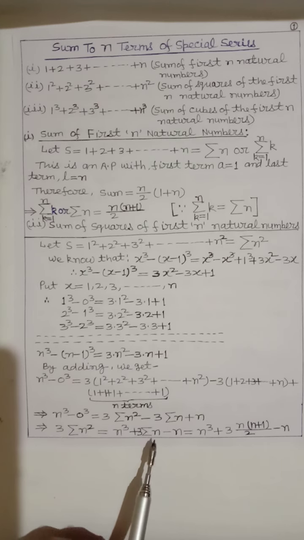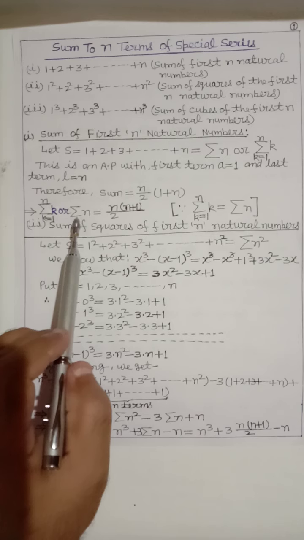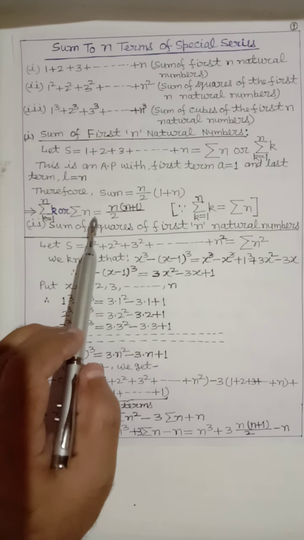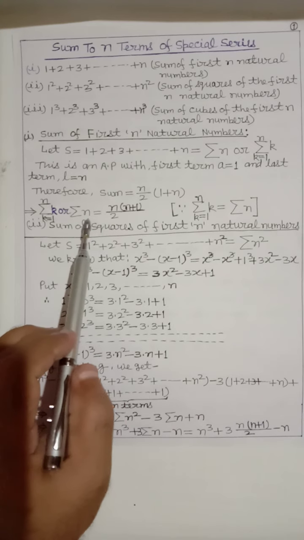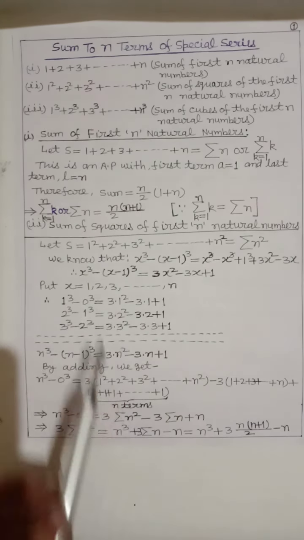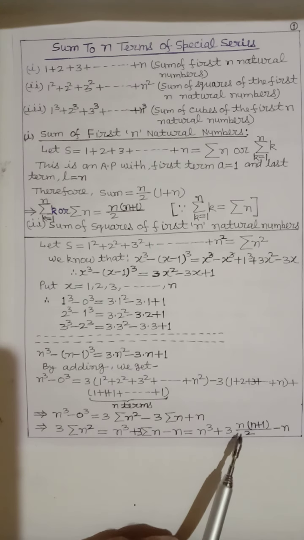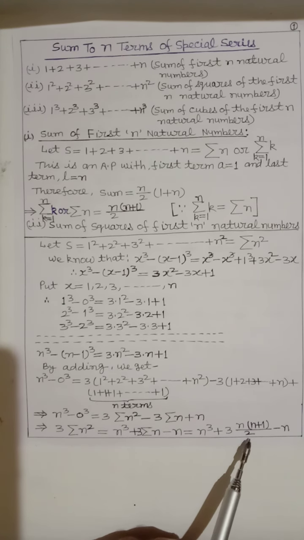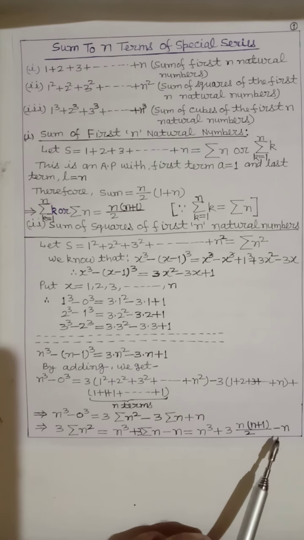Already we have proved here, sigma n is equal to n into n plus 1 by 2. This is the value of sigma n. So we put this value here. We can write n cube plus 3 into n plus 1 by 2 minus n.